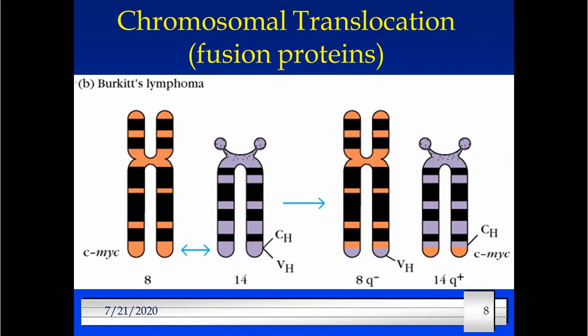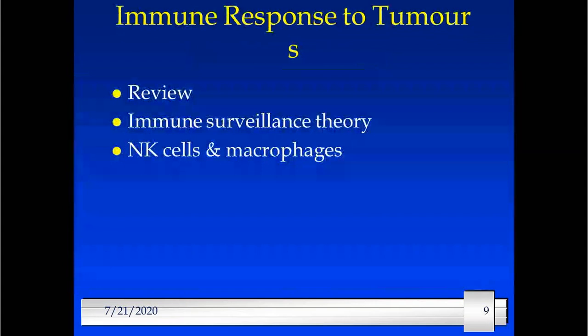Now, after we mention some points about tumor markers or tumor antigens, we will review the immune response against tumors. As you know, the immune system is responsible for defense against pathogens and tumors. So we'll talk about the immune response against tumor. We have the immune surveillance theory, and we have certain points about some immune cells specific against tumor.